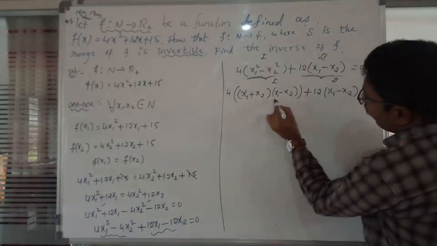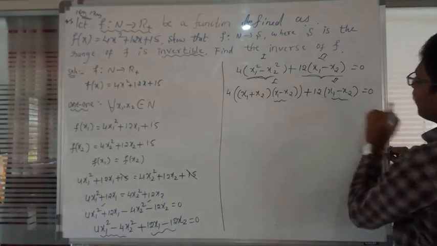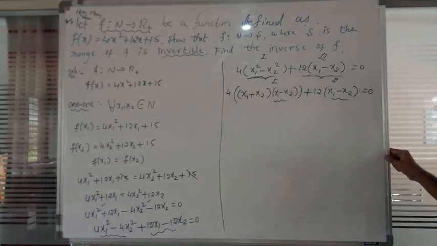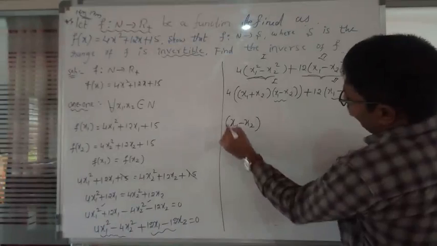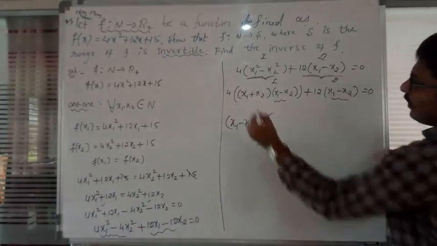Here there is a value x1 minus x2. x1 minus x2 is common between these two values. Keep that outside. And what is the remaining value?